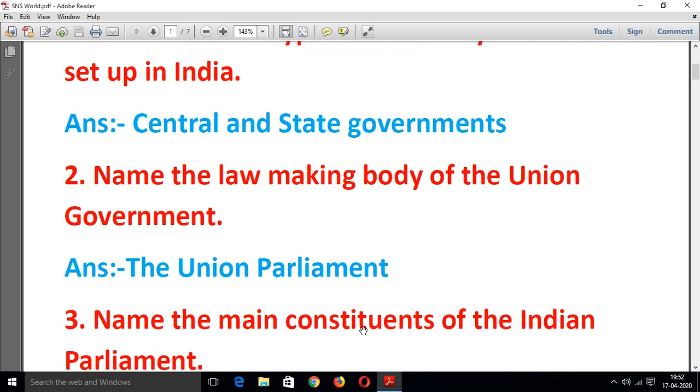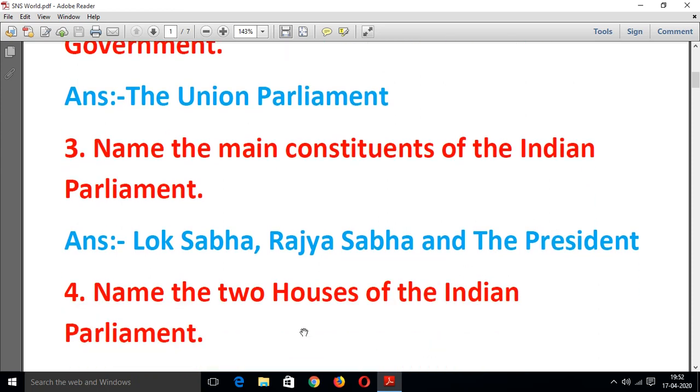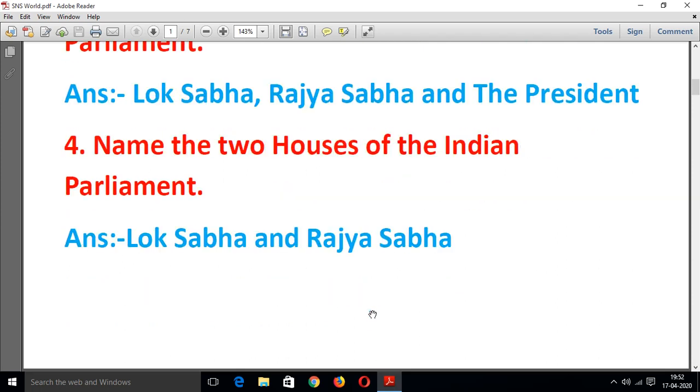Name the main constituent of the Indian Parliament. Constituents: Lok Sabha, Rajya Sabha and the President. Name the two houses of the Indian Parliament. Lok Sabha and Rajya Sabha.